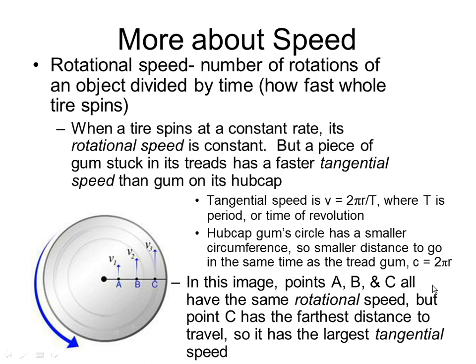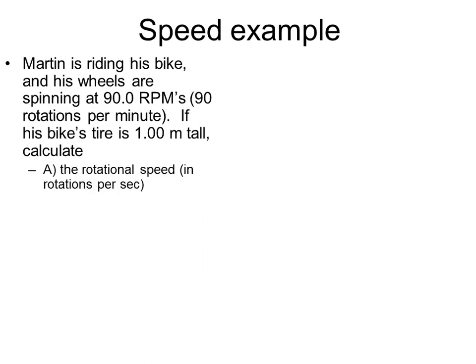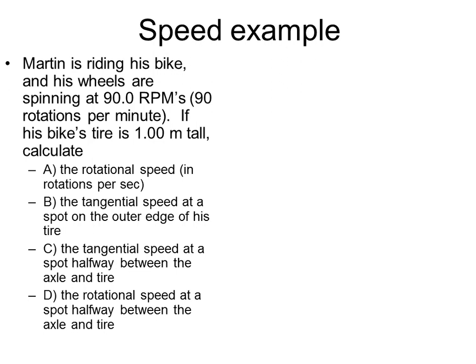All right, speed example. So, Martin's riding his bike. It's spinning at 90 RPMs. That's rotations per minute. The bike is a meter tall. Calculate the rotational speed in rotations per second. Tangential speed of a particular spot on the outer edge. Tangential speed at a spot halfway between the axle and the tire. And then the rotational speed at that same point.